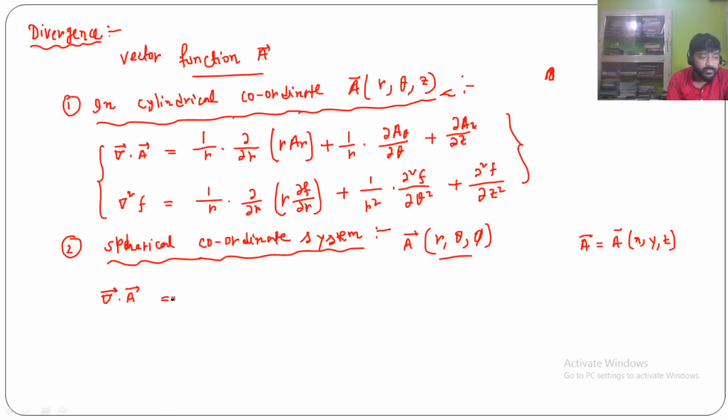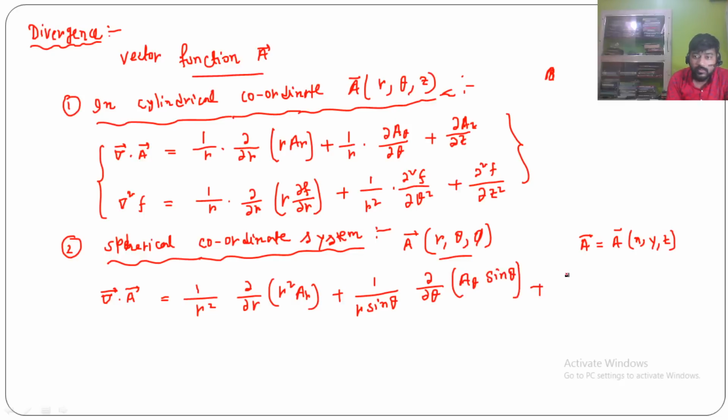You have to remember very carefully: 1 by r square del by del r of r square A_r, the component along r, plus 1 upon r sin theta into del by del theta of A_theta sin theta. A_theta means the theta component. And the last term is 1 upon r sin theta into del A_phi upon del phi.